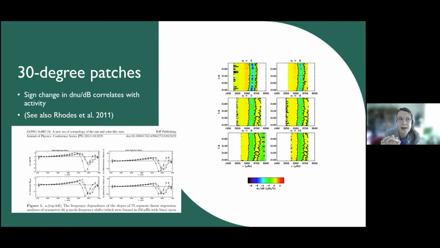So exactly how the frequency at which the modes are trapped changes with the solar cycle is what that seems to be telling us.